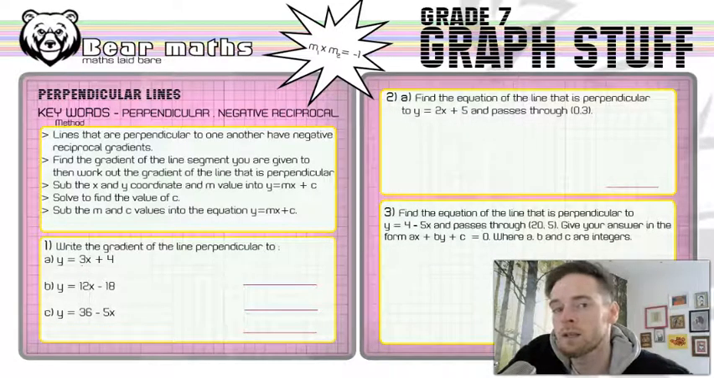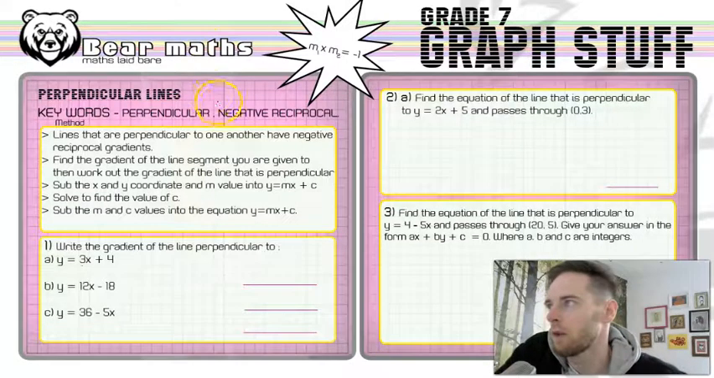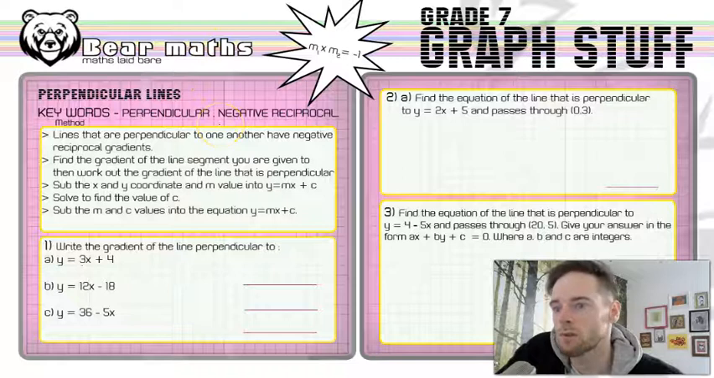This video is on perpendicular lines. Now the keywords here are perpendicular and negative reciprocal. Perpendicular means at right angles to, so if two lines are perpendicular they are at right angles to one another.